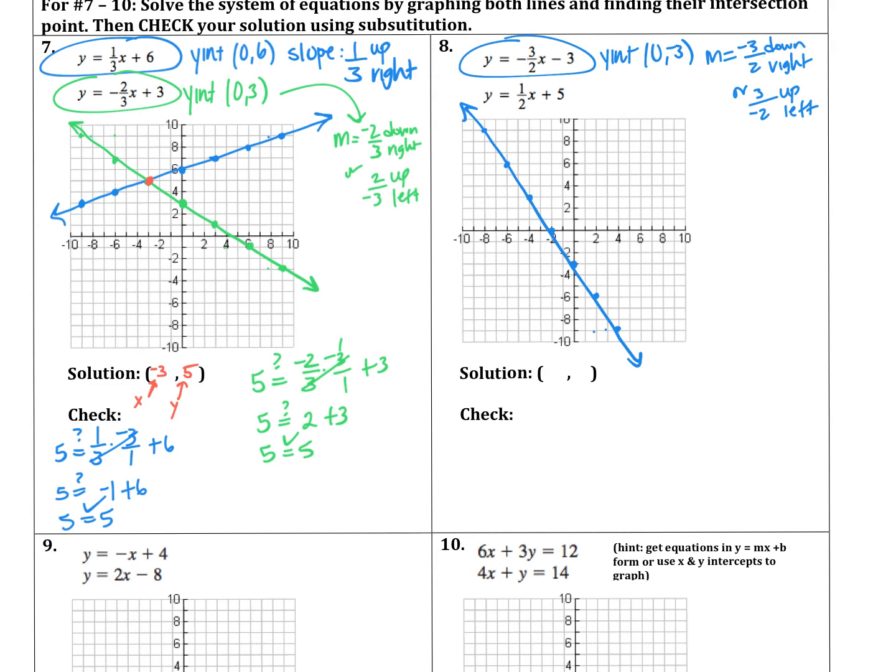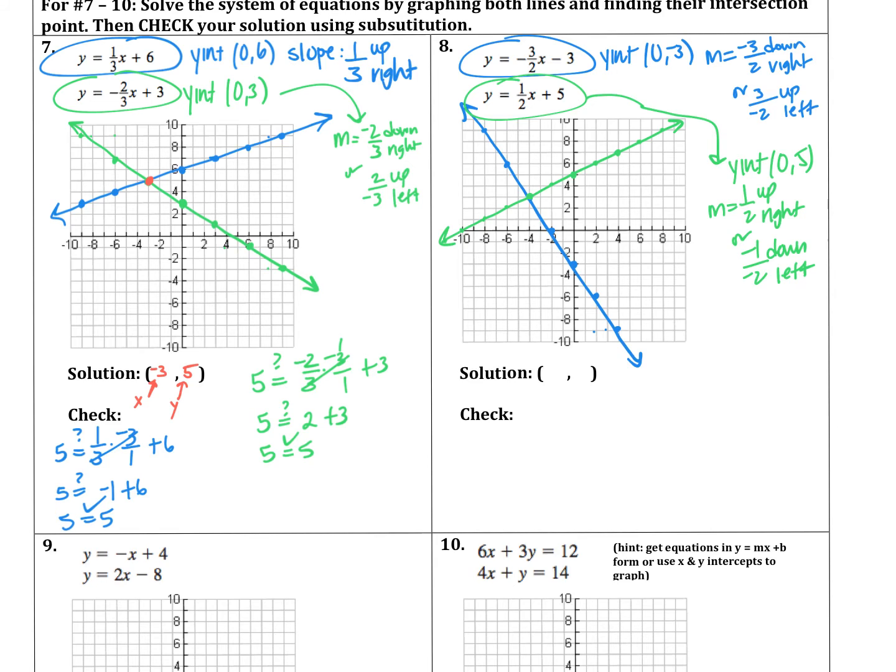There's my first line. My second line, I'm going to write the info for it over here. I've got a y-intercept of 0, 5 with a slope of 1/2, which I can go up 1, right 2. Or my other option is down 1 and left 2. Start off at 0, 5. I'm going to go up 1, right 2, or down 1, left 2. And I'm going to connect as straight as possible.